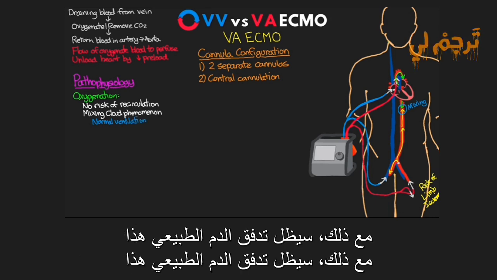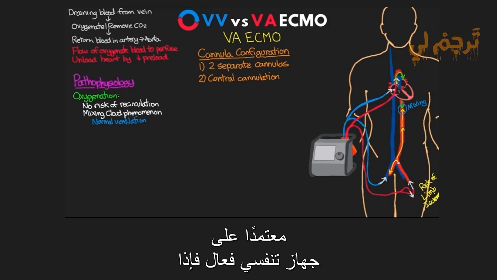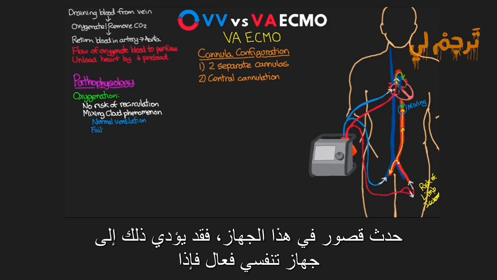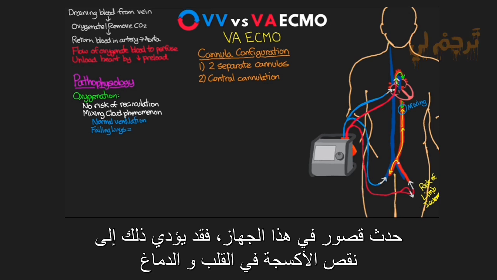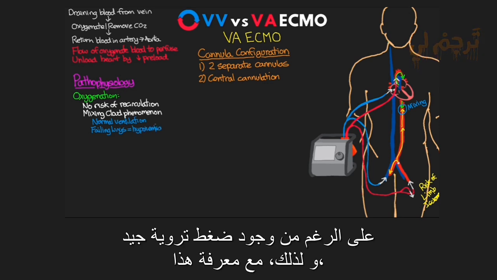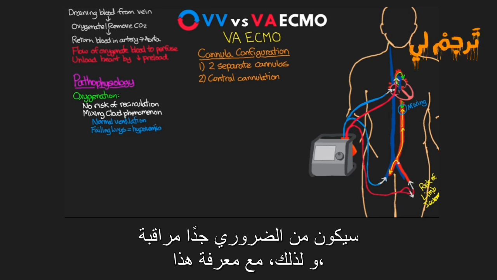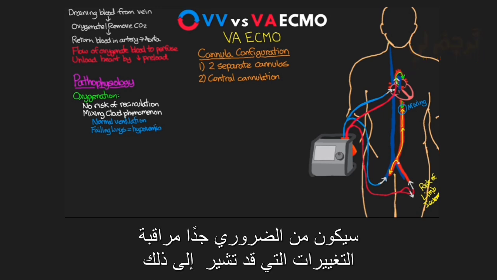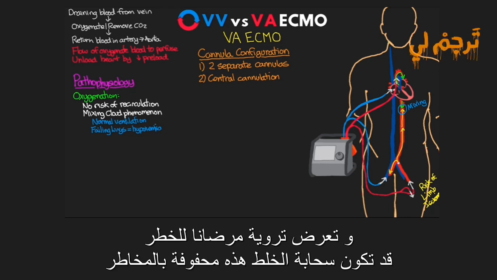Now this native blood flow is still going to be dependent on a functioning respiratory system. So if this is failing, this really could result in hypoxemia of the heart and the brain despite having good perfusion pressure. And so knowing this, it's really going to be imperative that we're monitoring for changes that might indicate that this mixing cloud could be risking perfusion for our patients.